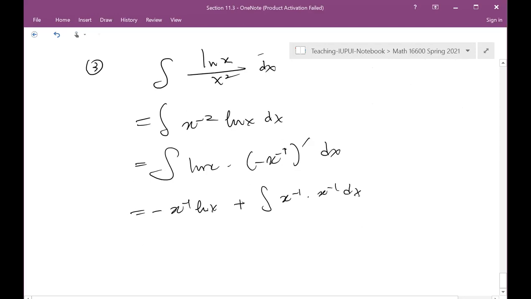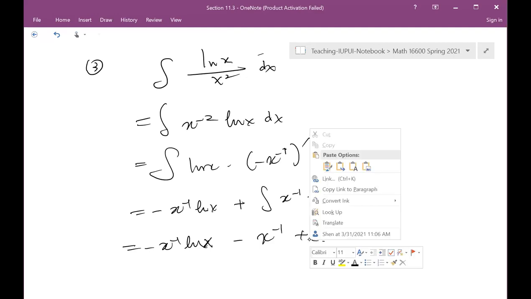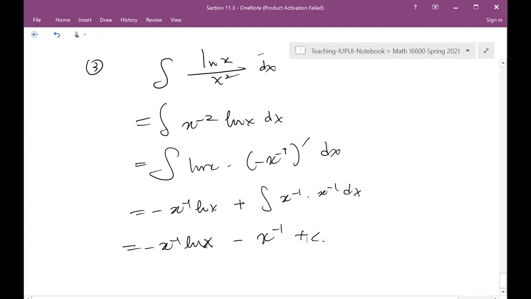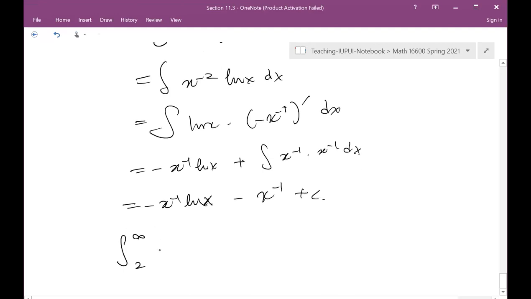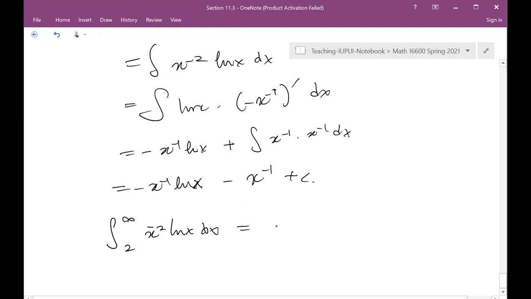And the antiderivative will be this. So you can find the antiderivative. Great. Then you evaluate this. All right, so it's going to be the difference.